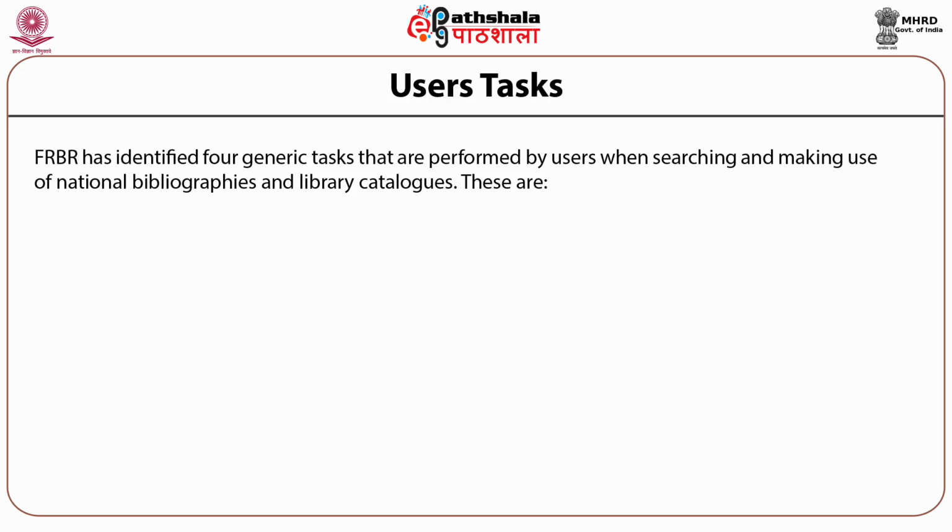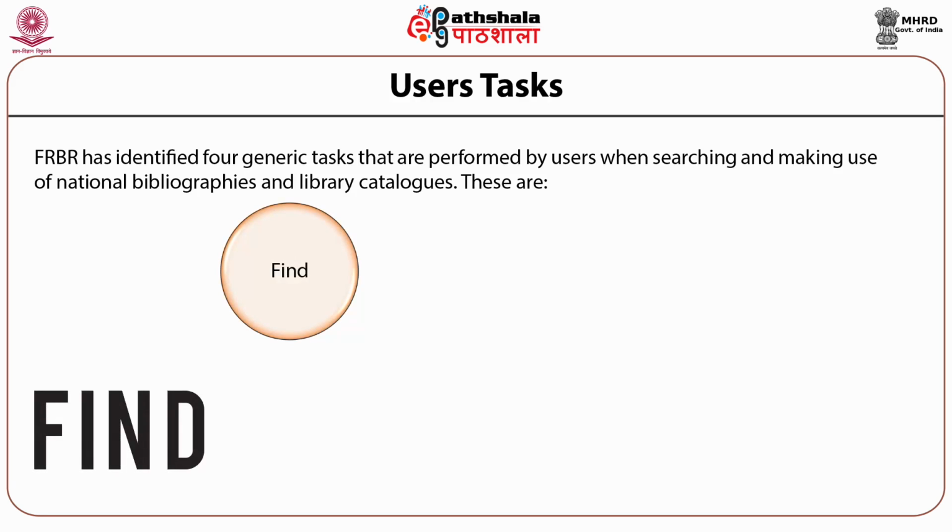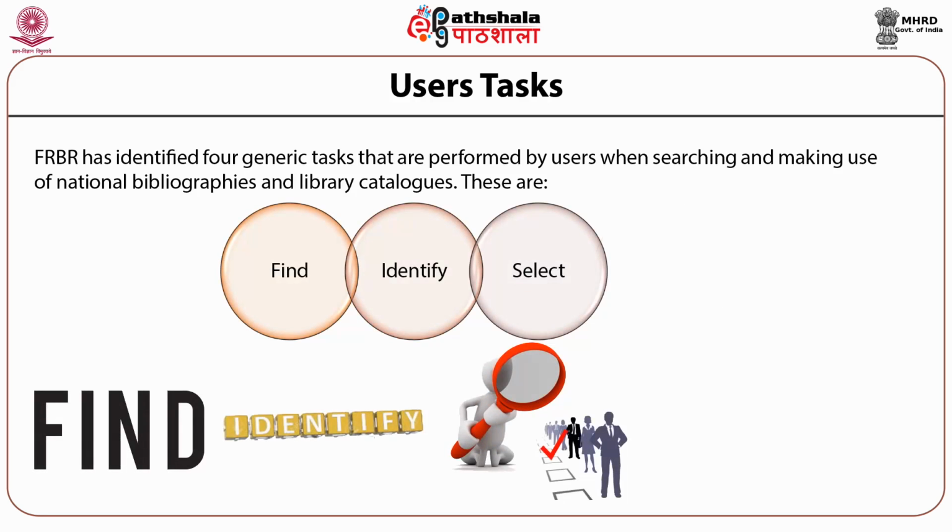So, either some are searching on the title, some are searching by author, some are searching by subject. Why are they searching? To find a book, whatever desired book or required document they want. So, what are the steps it follows? First is find, identify, select, obtain.